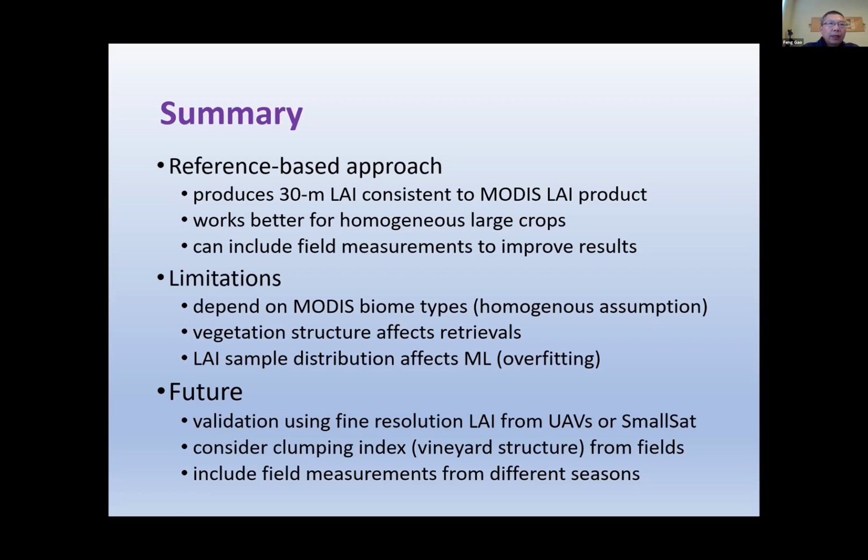And also the LAI sample distribution affects the machine learning. We need to avoid some overfitting by balancing the samples from different ranges of LAI.